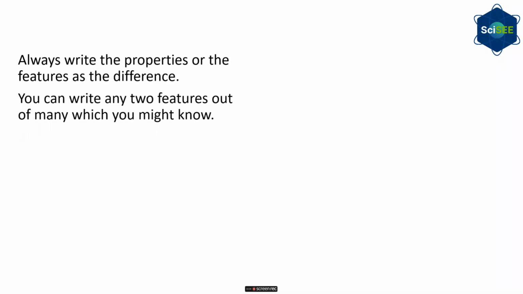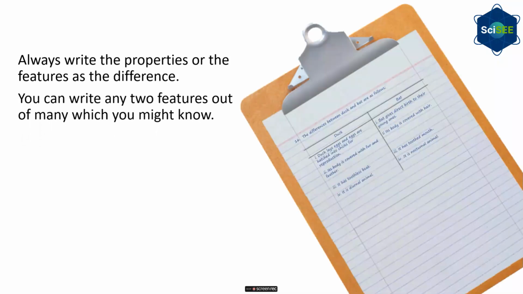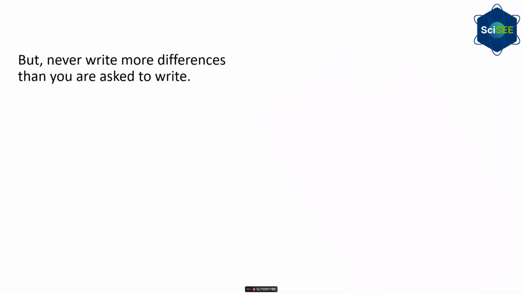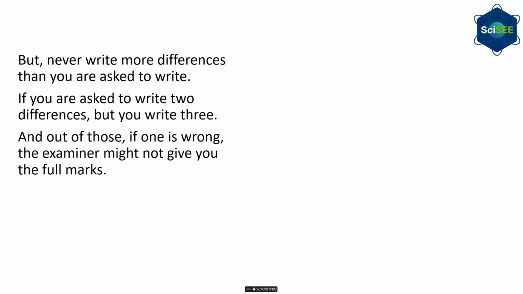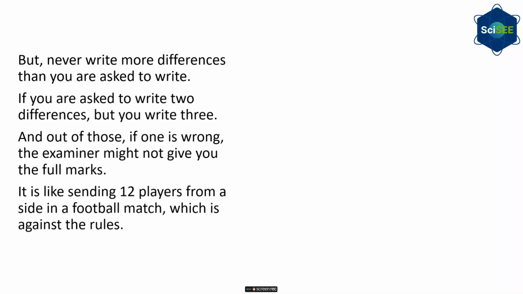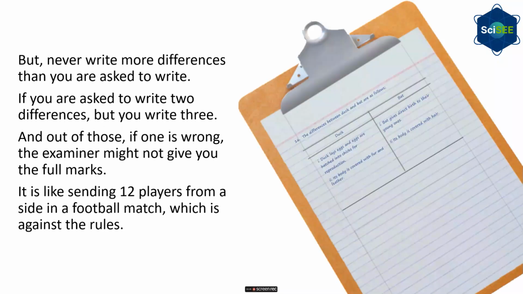Always write the properties or the features as the difference. You can write any two features out of many which you might know. But never write more differences than you are asked to write. If you are asked to write 2 differences, but you write 3, and out of those, if one is wrong, the examiner might not give you the full marks. It is like sending 12 players from a side in a football match, which is against the rules.